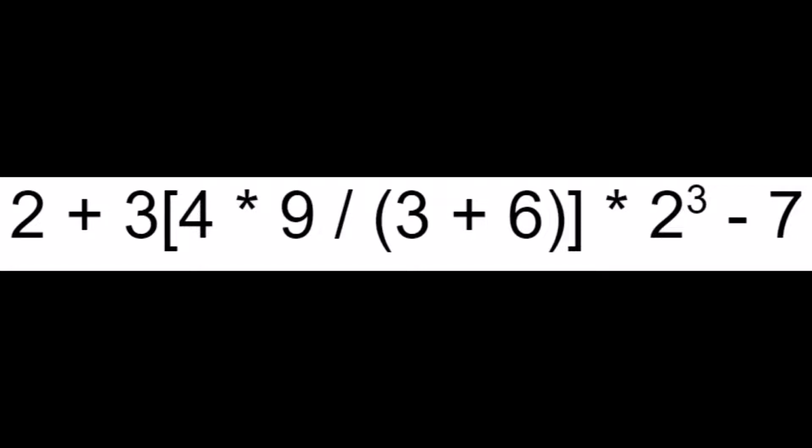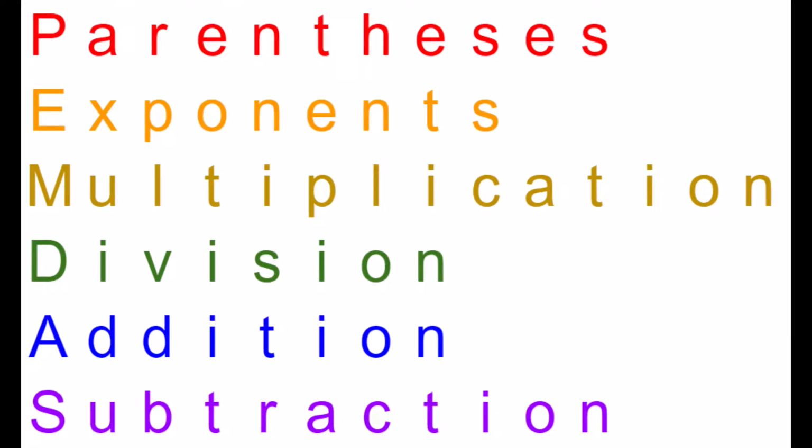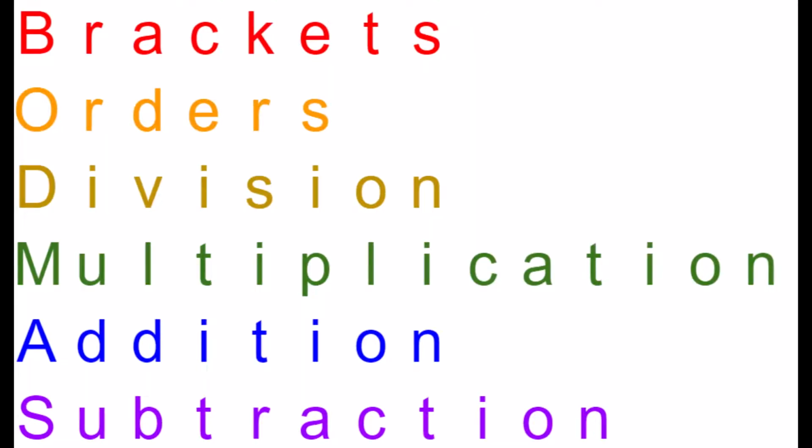Before we start solving, however, we need to talk about what PEMDAS and BODMAS mean. PEMDAS is the abbreviation commonly used in the United States and stands for parentheses, exponents, multiplication, division, addition, subtraction. BODMAS is used in other parts of the world and stands for brackets, orders, division, multiplication, addition, subtraction. Brackets and parentheses are exactly the same thing, and orders and exponents also mean the same thing.